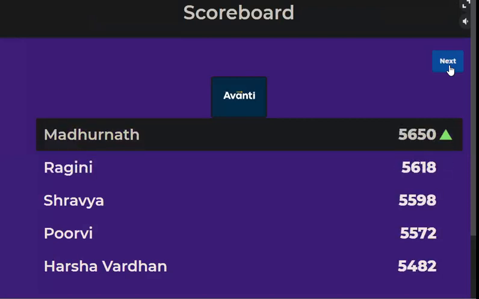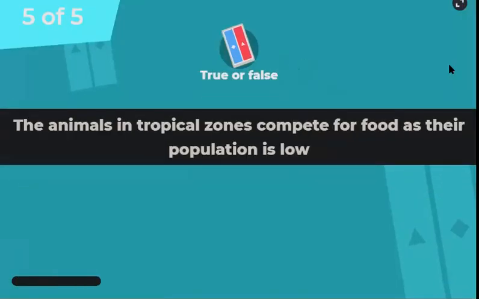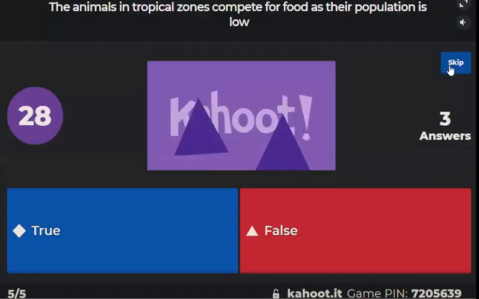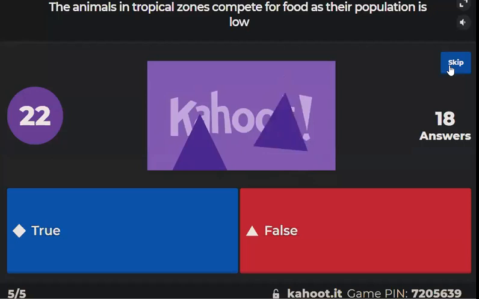Last question. The animals in tropical zone compete for food as their population is low. True or false? This is also easy. We have studied this. Let's see who is paying attention in the class.